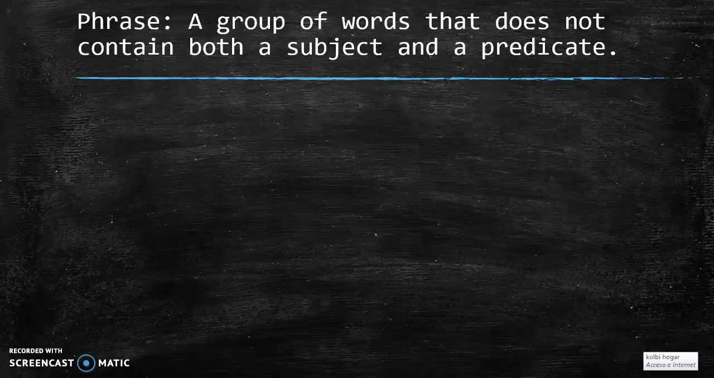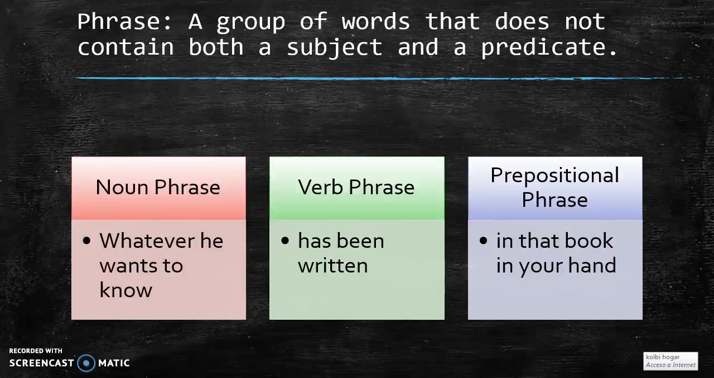A phrase now is going to be defined as a group of words that does not contain both a subject and a predicate. So they're either going to be subjects or predicates. There are three types of phrases. Noun phrases, which take the position of a noun. So whatever he wants to know, that will be a noun phrase. Verb phrase, has been written, and the prepositional phrase, in that book or in your hand.